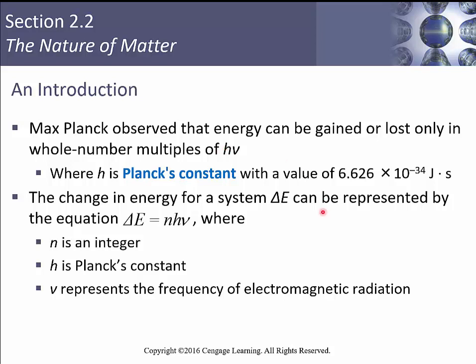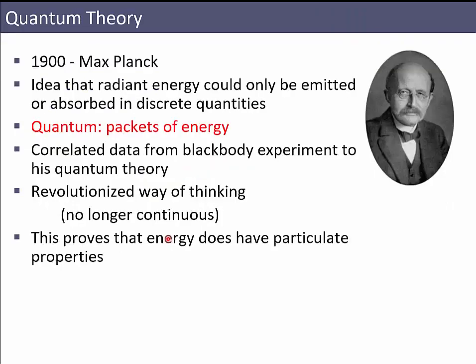The change in energy of a system, delta E, can be represented by the equation delta E is equal to n times h nu, where n is some integer, 1, 2, 3, 4, 5, h is Planck's constant, and nu represents the frequency of electromagnetic radiation. So this integer n is some sort of whole number, some sort of quantum number, right? Quantum just means that it's acting in discrete intervals. So this is the start of our quantum theory.